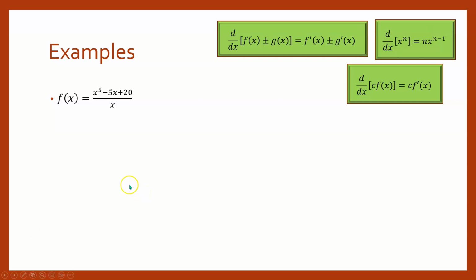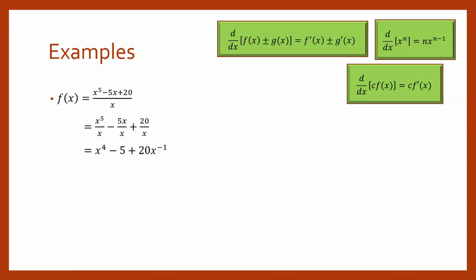We can rewrite this function. We can split it up into x to the fifth over x minus 5x over x plus 20 over x. And then that simplifies to x to the fourth, since x to the fifth divided by x is x to the fourth, minus 5, since 5x divided by x is 5, plus, and instead of writing it as 20 over x, I can write it as 20 times x to the negative 1 power. Now, so far, this is still equal to the function I started with. This is still just another way of writing f of x.